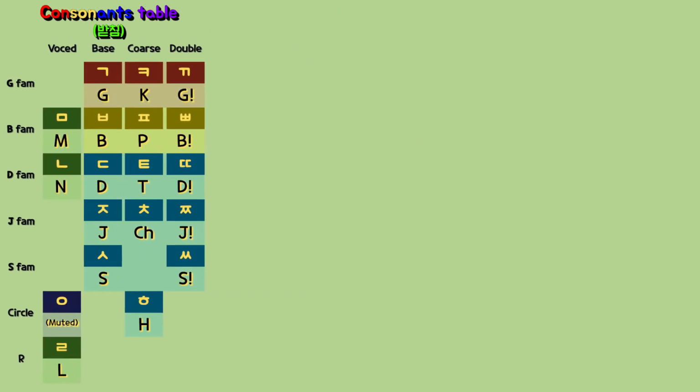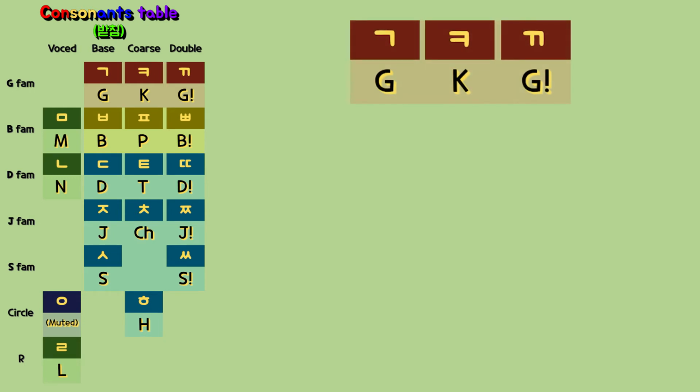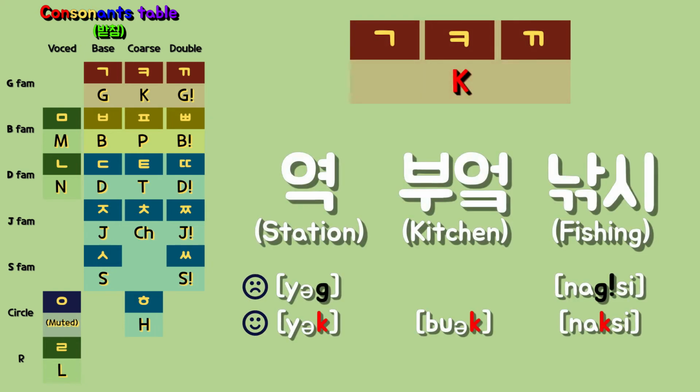Let's begin with the reds. Long time no see, G family. The consonants of the red bundle, G, K, double G, all converge to a core sound K. For example, 역, 부엌, 낚시.